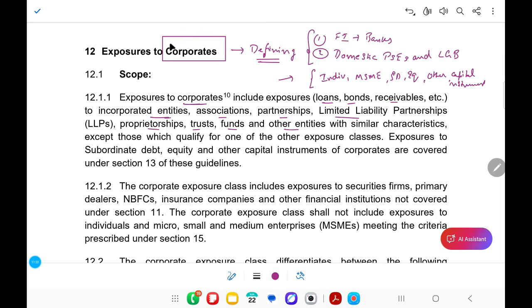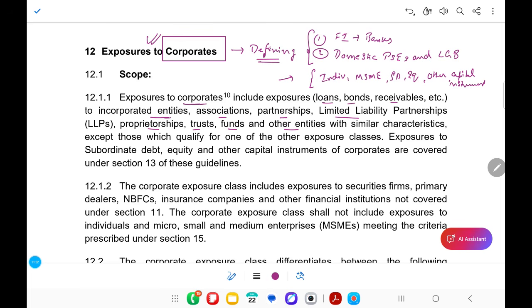So this must be very clear, because if you do not classify the asset into the right category, you will not be able to apply the correct risk weight, and ultimately your capital calculation will be wrong, right? So first of all, you must be clear about what exposures we are going to call corporate. There are two criteria I have told you: the first one is the including criteria, and the second one is the excluding criteria.